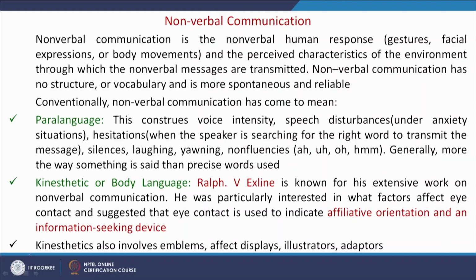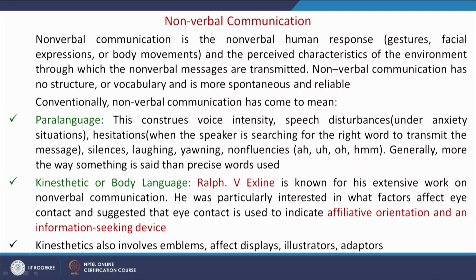At the same time comes the other aspect of communication, that is non-verbal communication. It is a non-verbal human response. This is a specific term used to define non-verbal communication. Without uttering a word, through your facial expressions, through your eyes, through your body movements or body motions, through touch, we tend to convey the message to the other person.